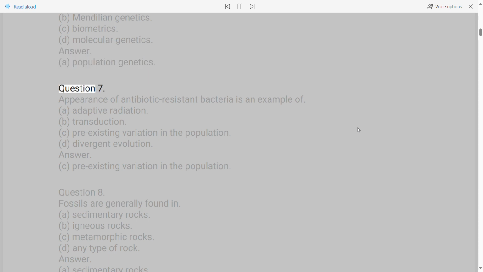Question 7. Appearance of antibiotic-resistant bacteria is an example of A. Adaptive radiation. B. Transduction. C. Pre-existing variation in the population. D. Divergent evolution. Answer. C. Pre-existing variation in the population. Question 8. Fossils are generally found in A. Sedimentary rocks. B. Igneous rocks. C. Metamorphic rocks. D. Any type of rock. Answer. A. Sedimentary rocks.